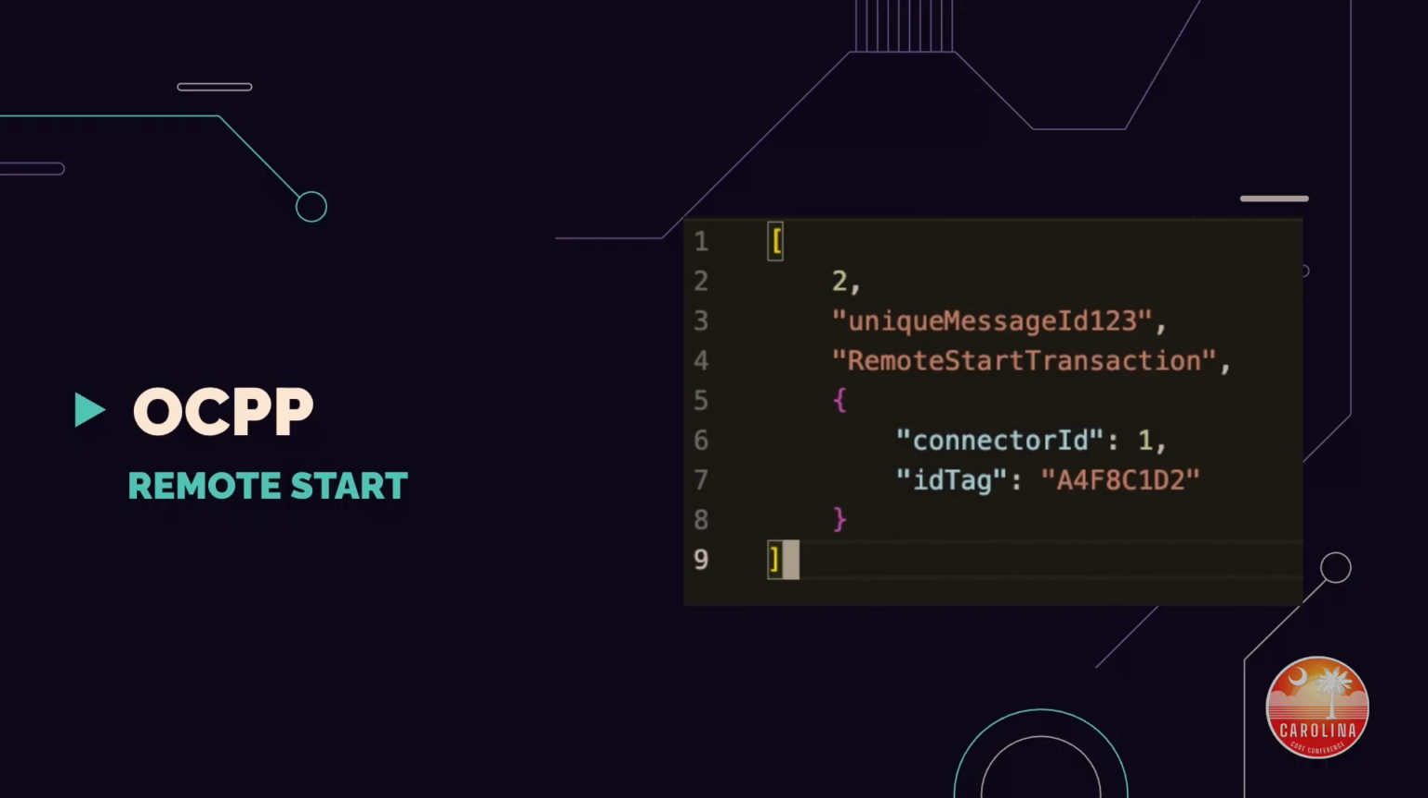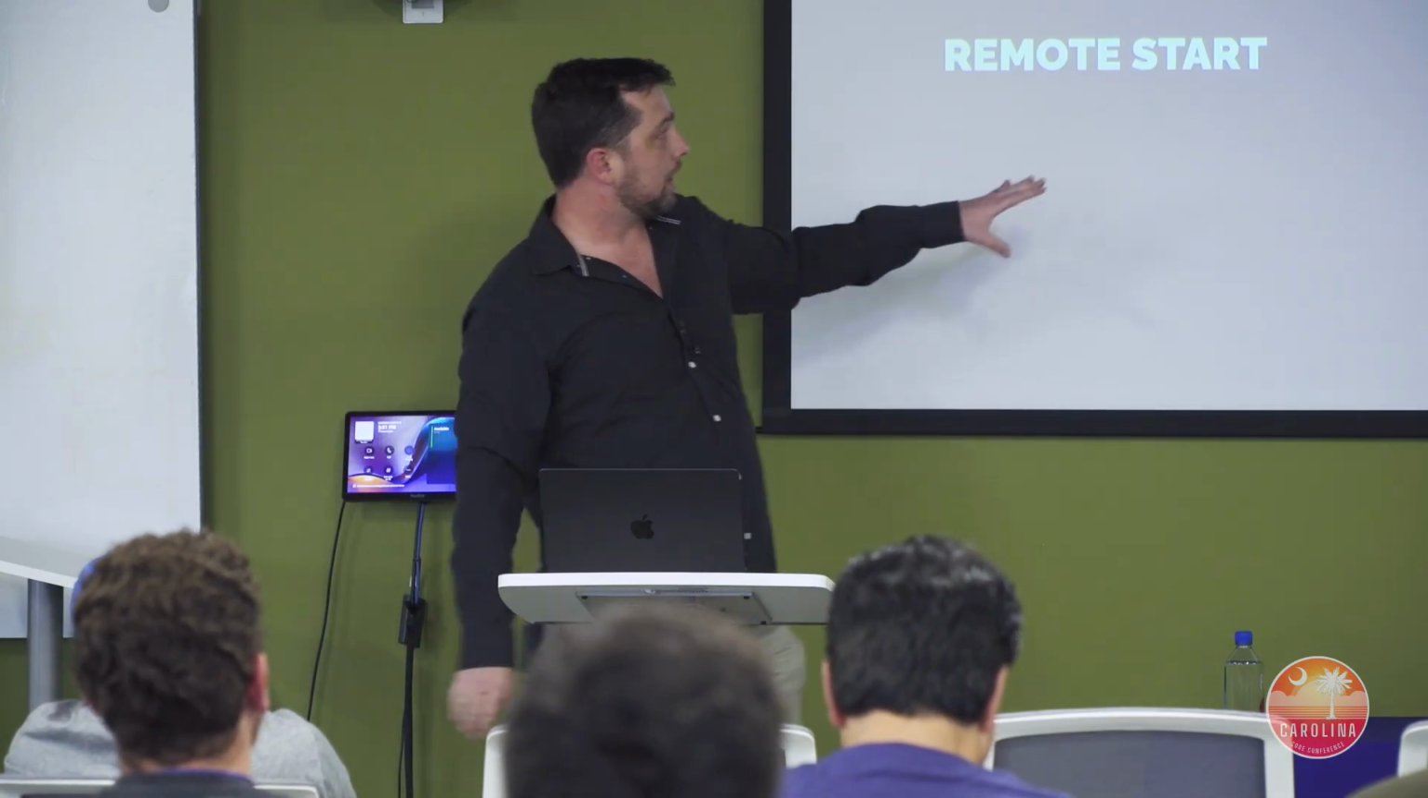So, not to get too nerdy in here, there's 2 ways to initiate a charge. The charger can detect when it's plugged in and then proactively reach out to the cloud and say, should I start? Or the cloud can say, hey, if you're plugged in, start charging. So in this case, we're doing a remote start, meaning cloud telling charger to start charging.